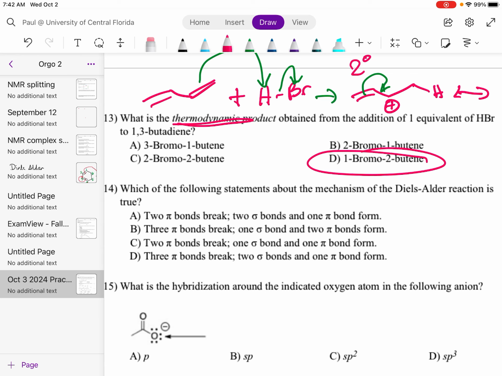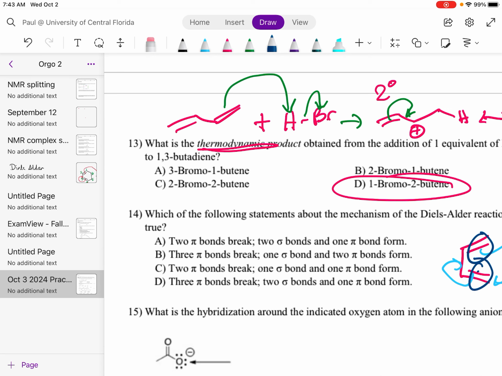And how many pi bonds move around when we look at the reactant side, those, boom, boom. So three pi bonds rearrange, or technically they break because they're reacting. So the correct answer here, three pi bonds break, two sigma bonds, and one pi bond form. So that would be answer D.